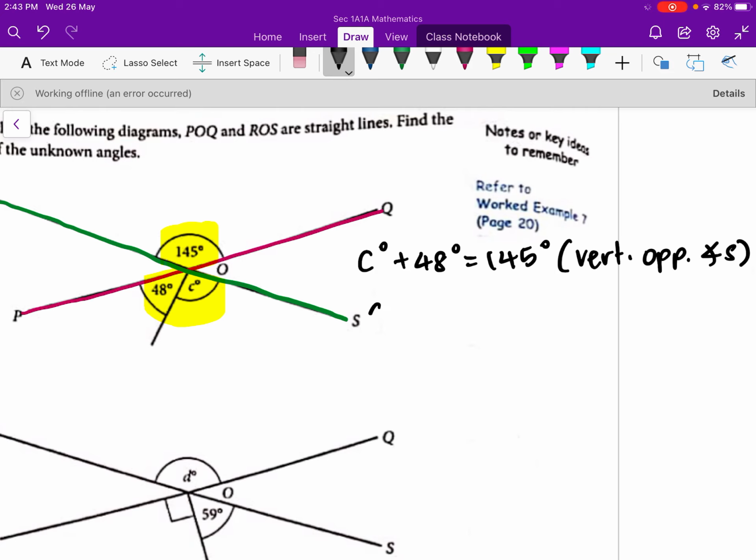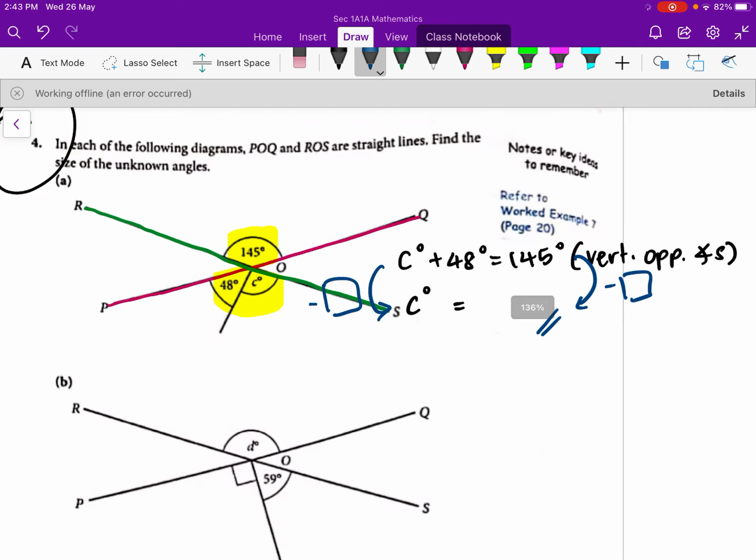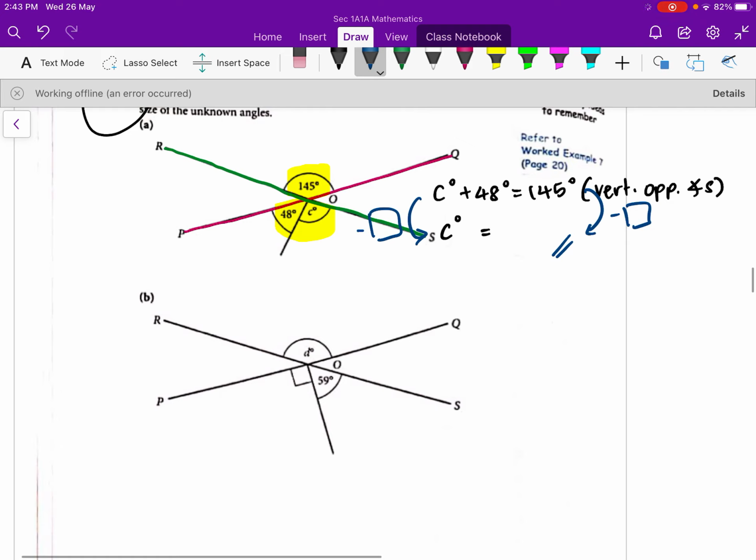And now you can find the value of C by subtracting something on both sides. Okay, so what should you subtract? You think about it yourself and get the answer. So the other hint, this square over here refers to 90 degrees. It is a right angle.